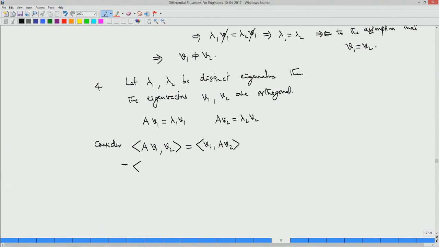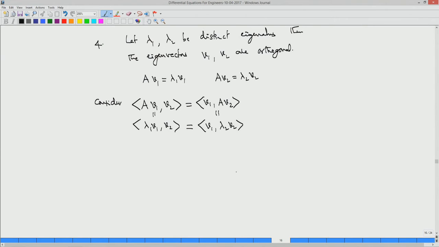The left hand side is AV1, which I can write as lambda 1 V1 dot V2, and this is equal to V1 dot AV2, which is lambda 2 V2. Lambda 1 and lambda 2 are real, that we already know, since any eigenvalue of a Hermitian matrix is real. So lambda 1 just comes out of the dot product, and what you get is lambda 1 times V1 dot V2. Here it would come out as a bar, but because it is real, no issue.